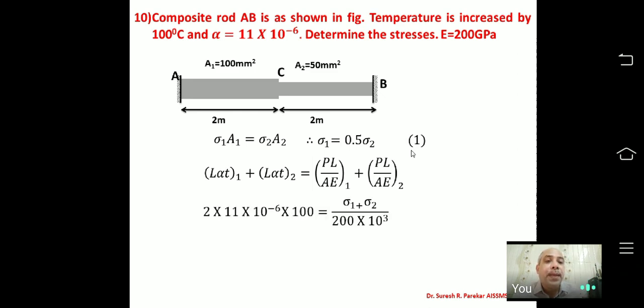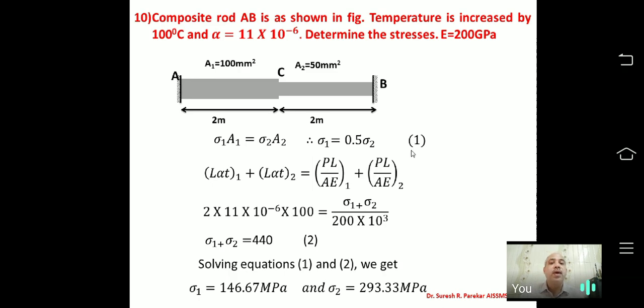And from this, P upon A is sigma 1 for the first and P upon A for the second is sigma 2. E is the same, L is the same, so we have cancelled them all, and from this I will get sigma 1 plus sigma 2 equals 400. First equation: sigma 1 equals 0.5 sigma 2. Second: sigma 1 plus sigma 2 equals 400. Solving these two equations simultaneously gives sigma 1 as 146.67 MPa and sigma 2 as 293.33 MPa. Both are compressive in nature.